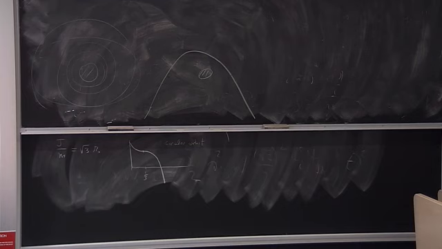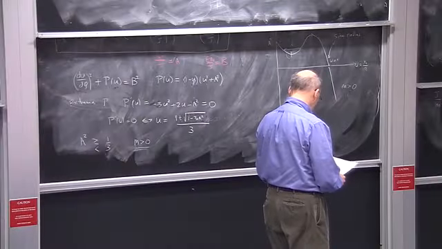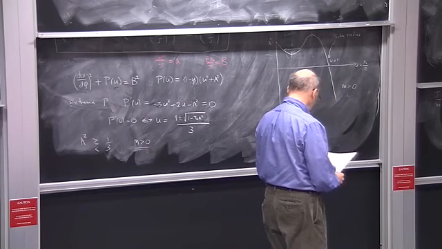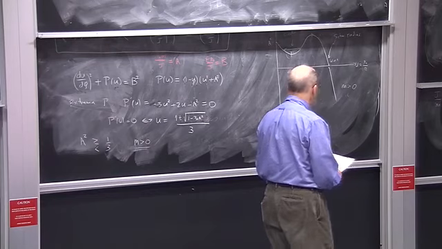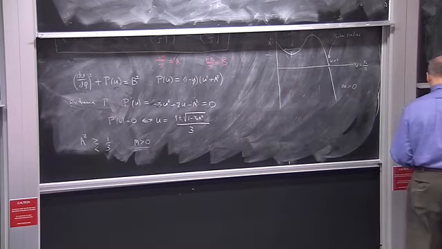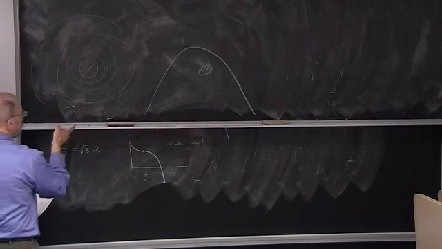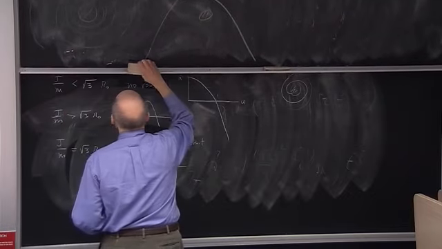Okay, so now let's focus in on this question. Let's do the case of m equals 0 first. Then focus in on the perihelion shift and the bending of light.